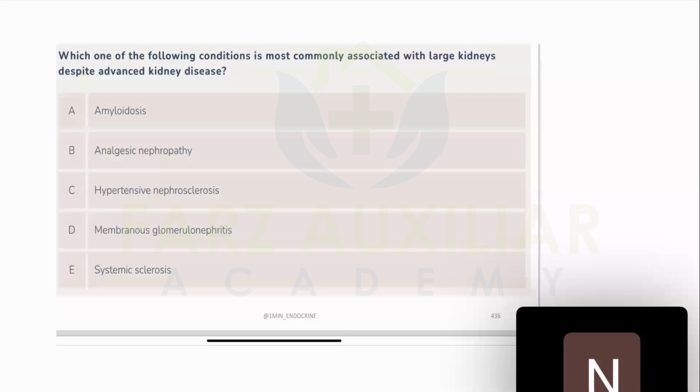The fourth one is hydronephrosis, chronic hydronephrosis, where the actual size of the kidney is not important, but the total size is increased. So these are some of the conditions where the actual kidney size is increased even in CKD. So the option here is amyloidosis. I did not wait for you guys to answer because I think everybody knows amyloidosis has a large kidney.